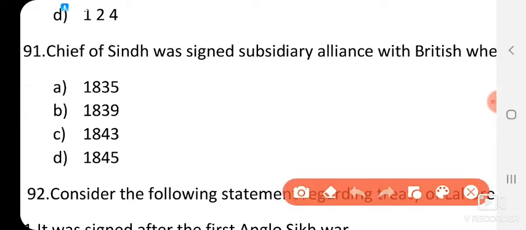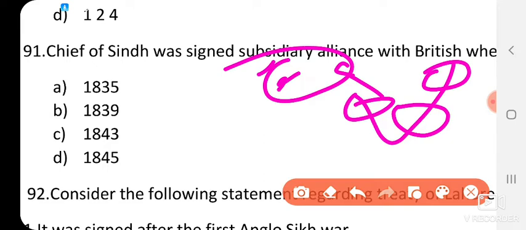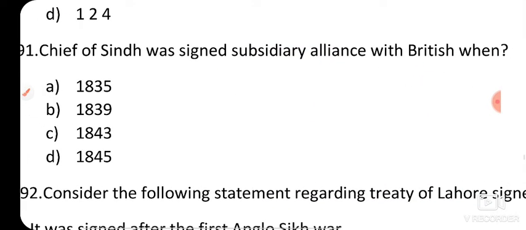So right now, the British had already acquired Bengal, Mysore and Maratha. So they will move to the northwestern part, the Sindh. Okay. So now the eyes of East India Company are on the northwestern part, Sindh and Punjab. So first they will annex the Sindh. So question 91, the chief of Sindh signed a subsidiary alliance with the British when? In which year did they sign this subsidiary alliance? Option A 1835, option B 1839, option C 1843, option D 1845. So the correct answer is 1839.